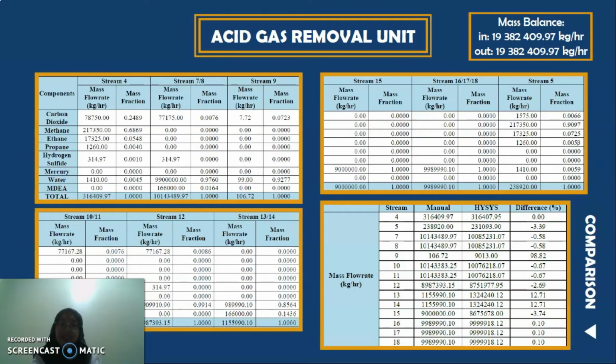For the acid gas removal unit, we assume 98% of CO2 and 100% of H2S removal for manual calculation, and we managed to remove 100% of H2S and about 99% of CO2 for HYSYS. The difference for stream 5, which is the sweet stream, is only negative 2.39%.